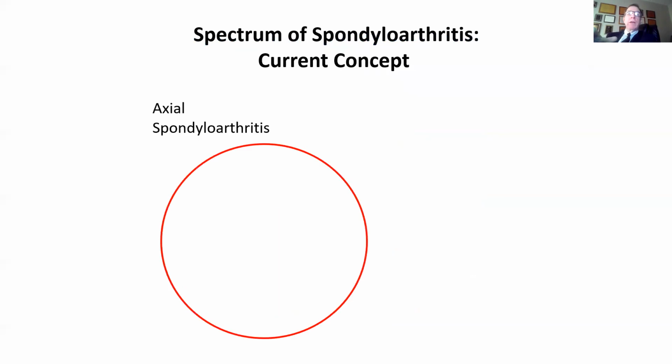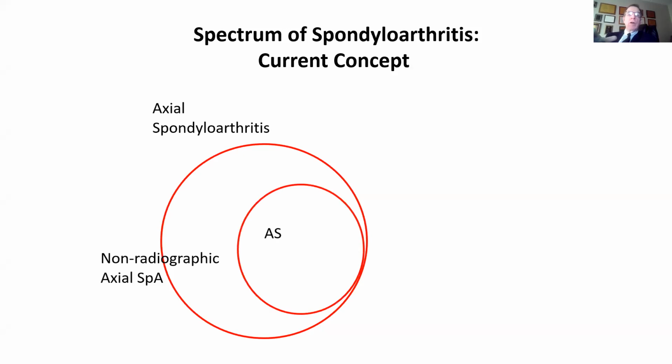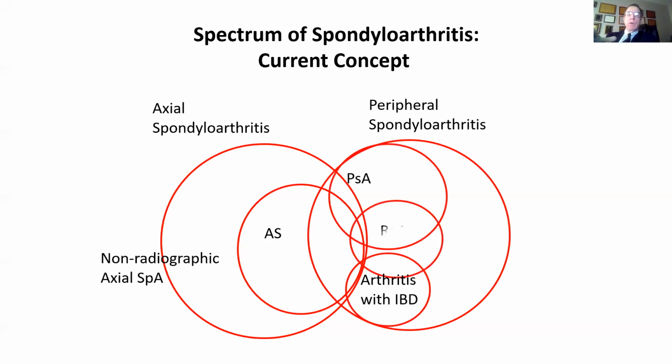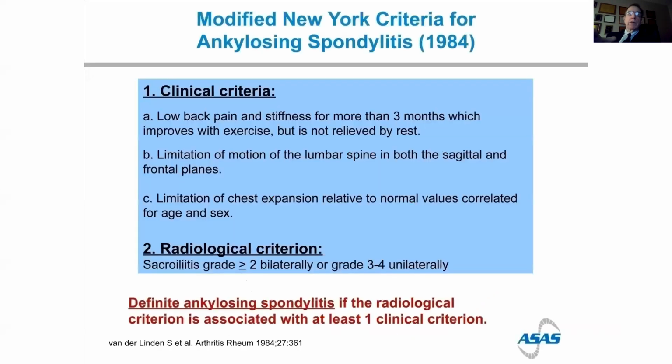That has changed, and now we really consider spondyloarthritis as falling into axial spondyloarthritis, of which ankylosing spondylitis is a subset, and peripheral spondyloarthritis, where we have psoriatic arthritis, which can also have an axial component, reactive arthritis, likewise, which can have an axial component, the arthritis associated with inflammatory bowel disease, and undifferentiated peripheral arthritis.